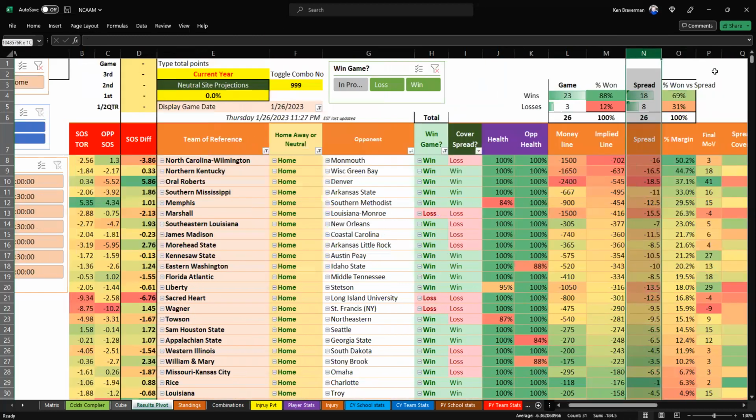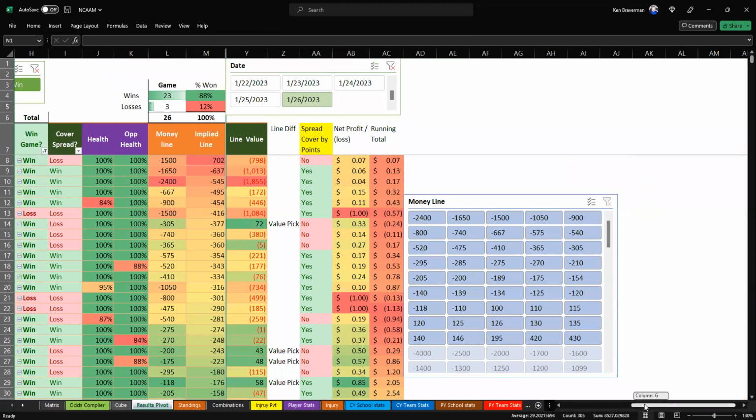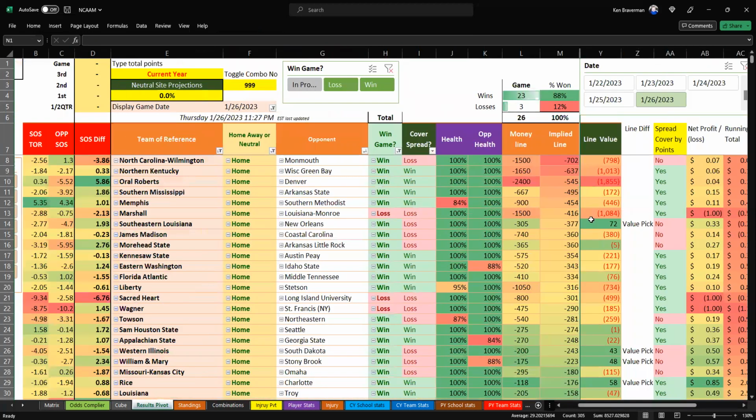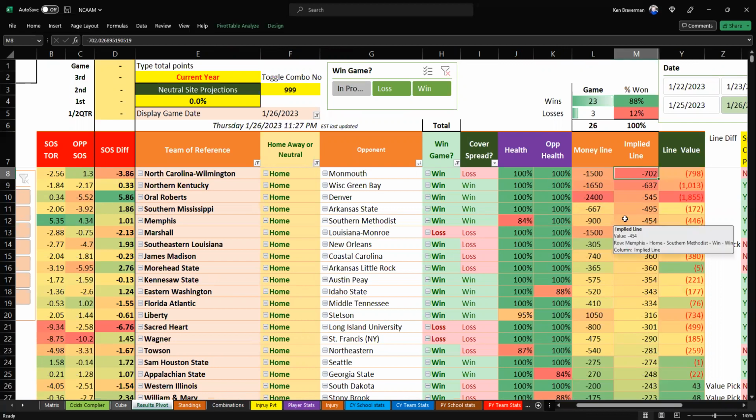So what I did, we're going to hide everything except for line value over here. So what I did was I compared the two lines together. So I said something like, what's this negative 1,500 compared to this negative 700? It's negative 798 worse, meaning we think the line should be 702 for UNC Wilmington here. And the odds makers are giving you minus 1,500, more than twice as bad, right? So there's this line value.